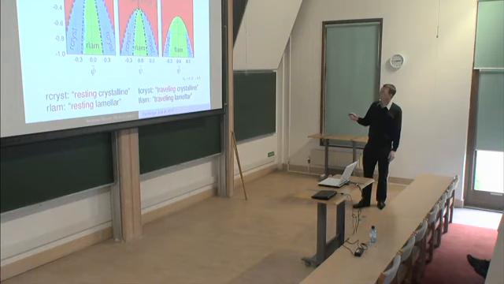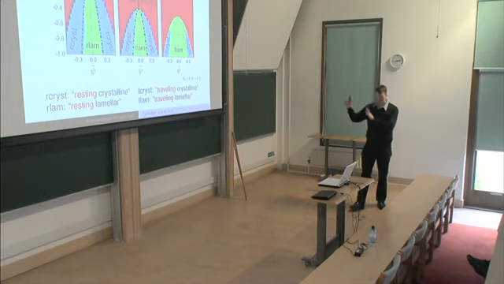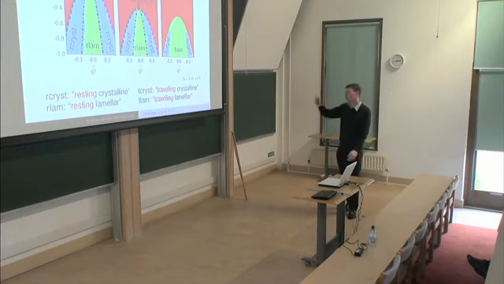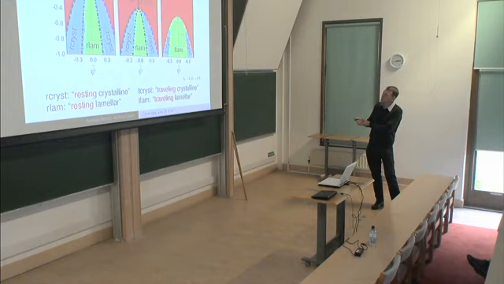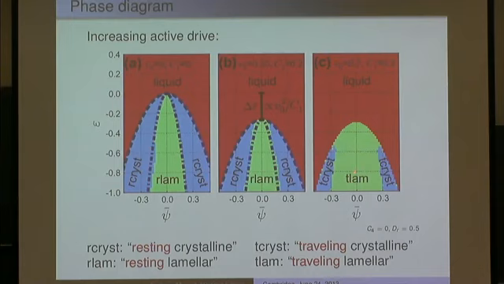But when you go to still higher self-propulsion velocities, then these density peaks start to migrate, and now we call these traveling crystals and traveling lamellae. And there is another effect. You see that the self-propulsion makes this lamella region eat up the crystalline region. So crystals are destabilized by the self-propulsion and the lamellae are favored.